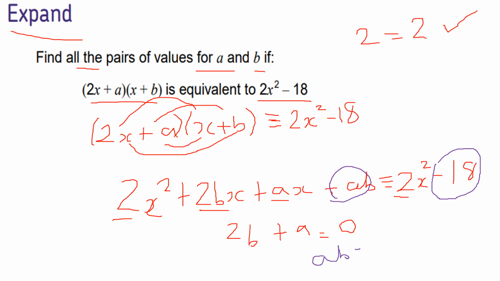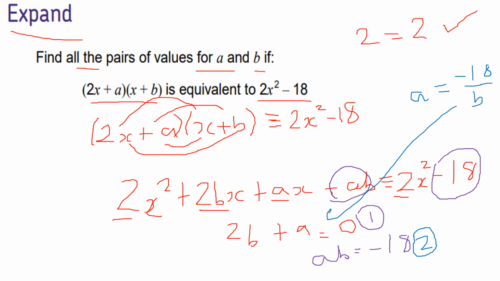So essentially I've got a pair of simultaneous equations here. I'll label that as number 1 and that as number 2. If I rearrange the second one, I have a is equal to minus 18 over b, and then I'm going to substitute that into equation 1 and form an equation involving b.